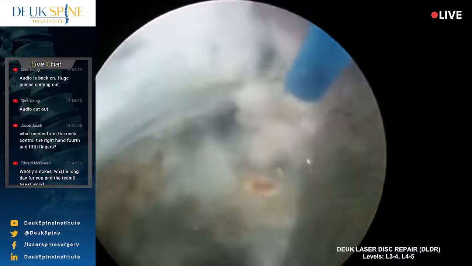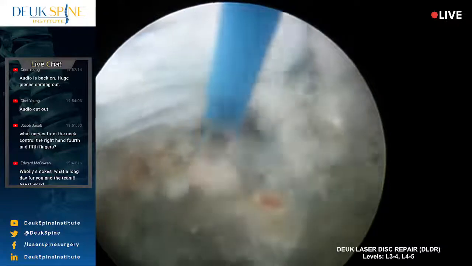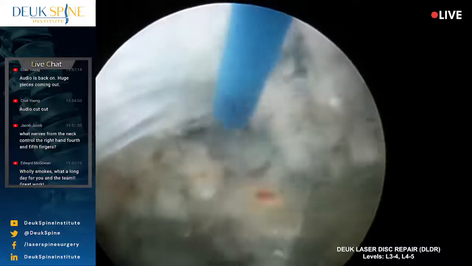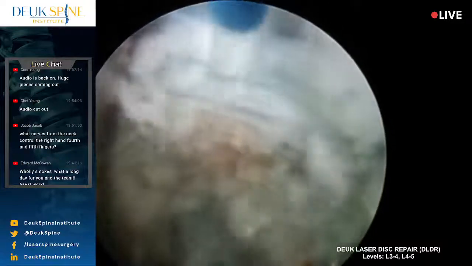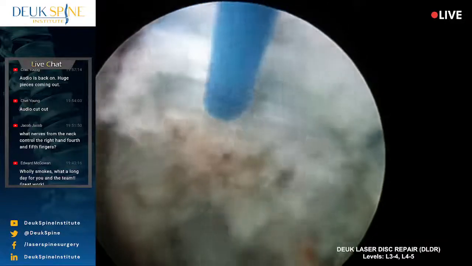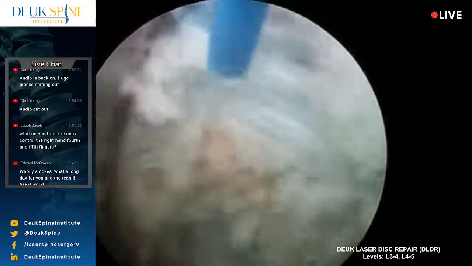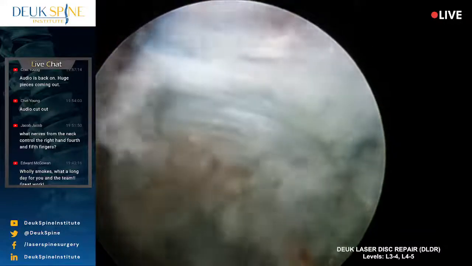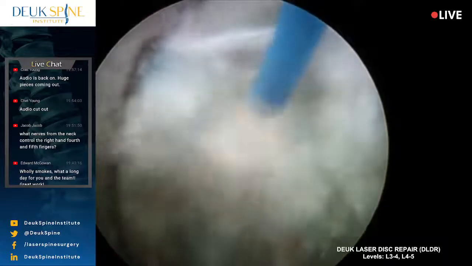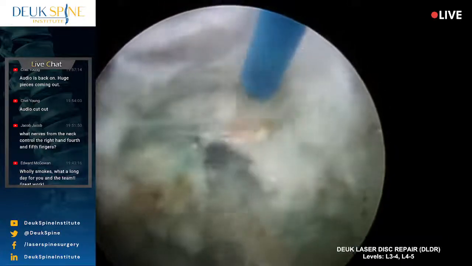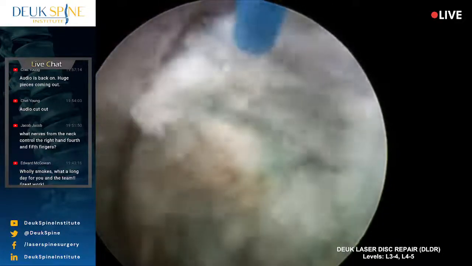Now that's the L4 vertebral body. I just zapped it. You can see that little orange color thing, and I'm right behind it right now. It's right where the herniation is. You see it right there? I mean, we've been getting most of the herniation, but there's still a little left there. That's what I'm trying to say. Oh yeah. So cool.